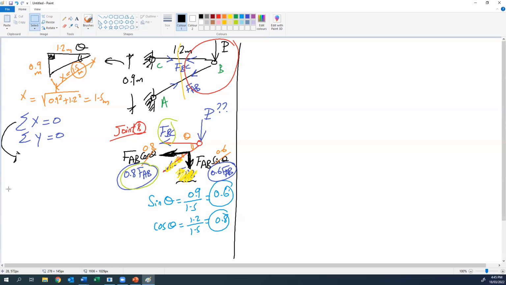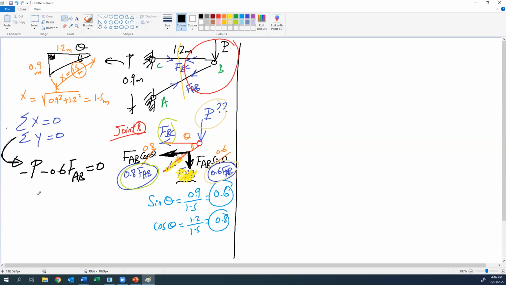Okay, I will start with equation y first. Sorry, it will not affect too much, but just to make it easier. So if we start with the equation summation y equal to 0, what are the forces we have in y direction? In y direction, we have B and the vertical component of the inclined force 0.6 FAB. So we have B going down, negative, minus 0.6 FAB going down, should be 0.